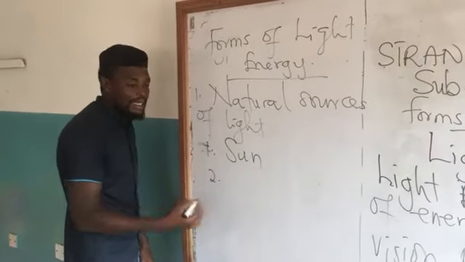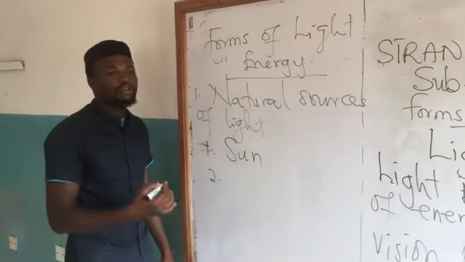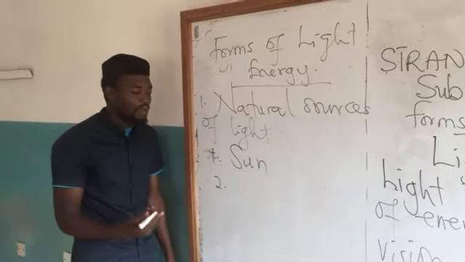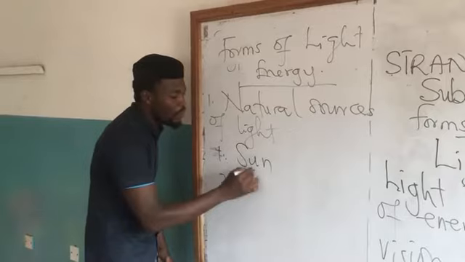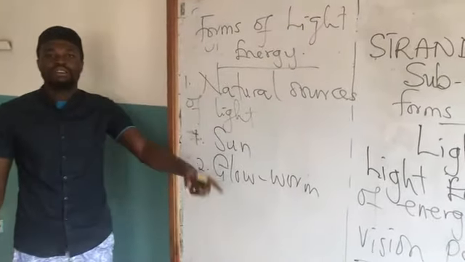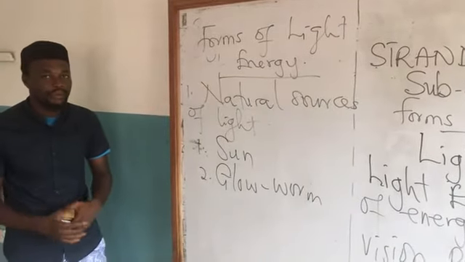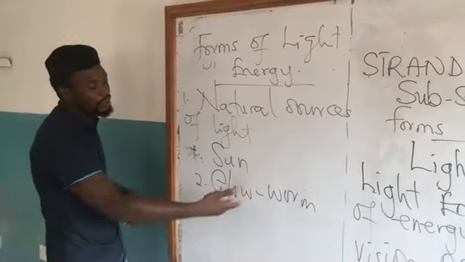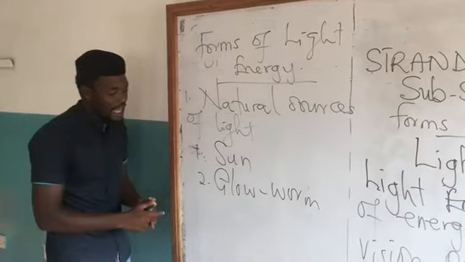Yes, we have organisms or insects that also produce light on their own, like we have what we call the glow worm. The glow worm. You will find pictures of this in the portal. If you open your portal, you find pictures of the glow worm and the sun.